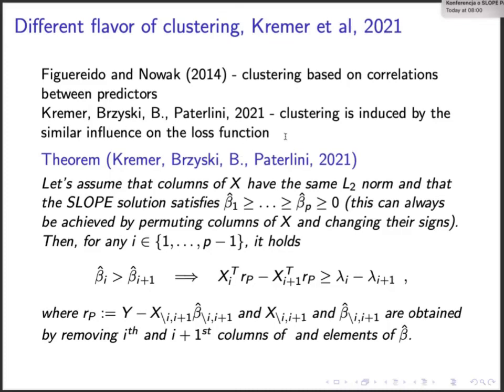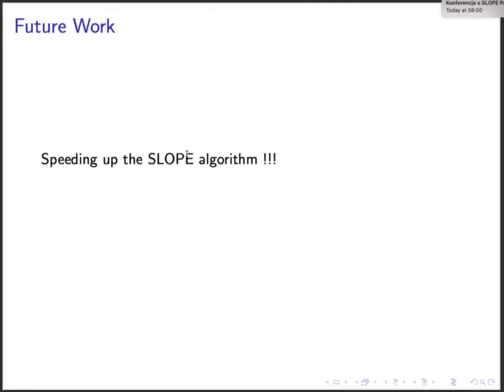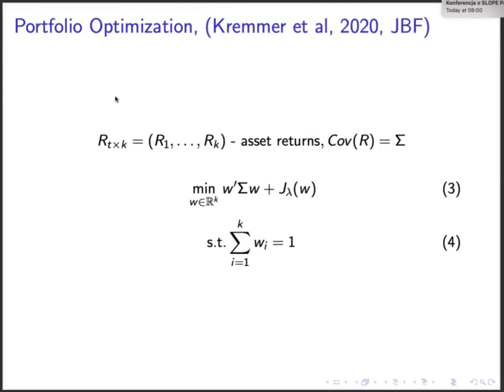People in finance are very much interested in this because they want to find assets which have a similar influence on the risk of your portfolio. So we extensively use this in the context of portfolio optimization.